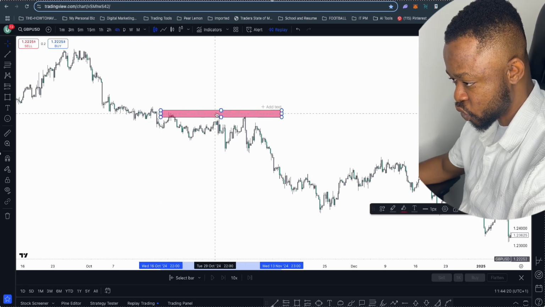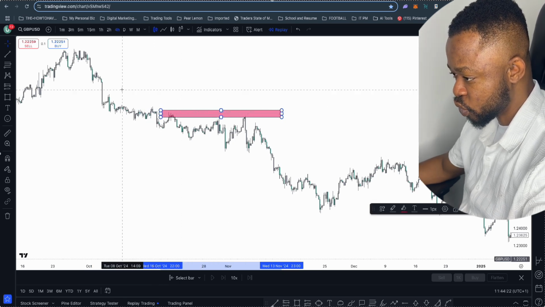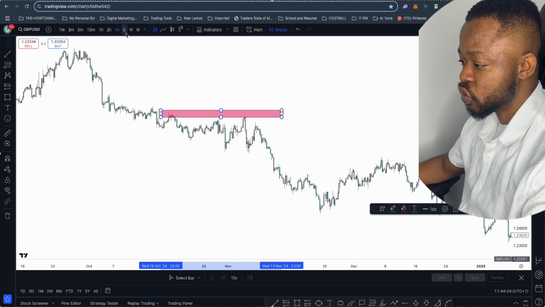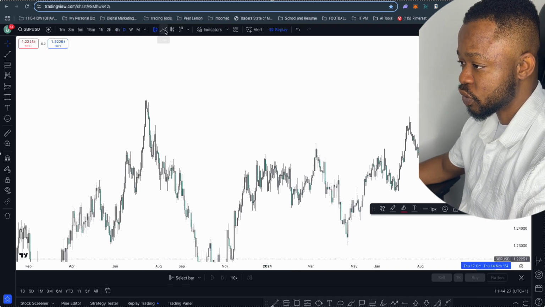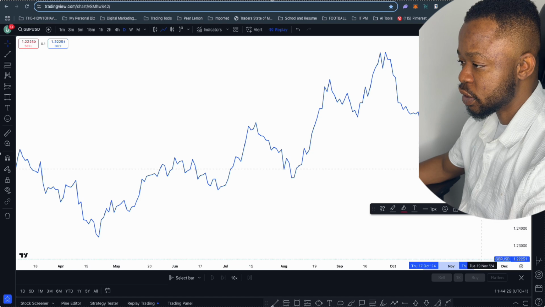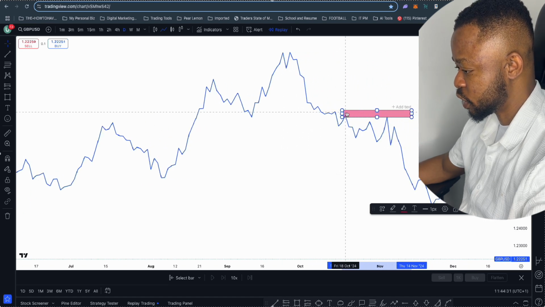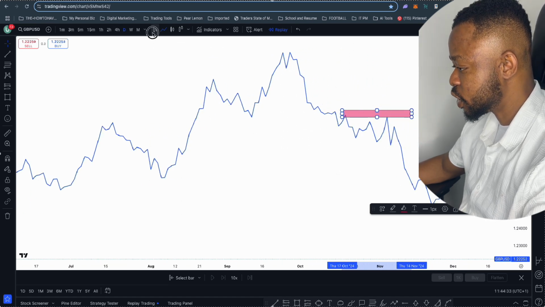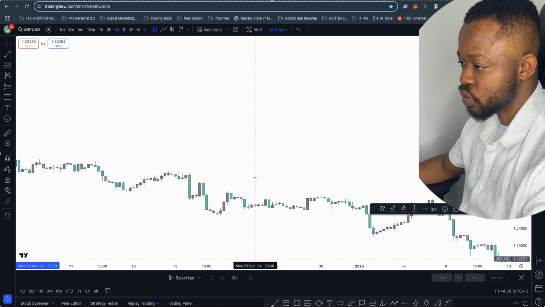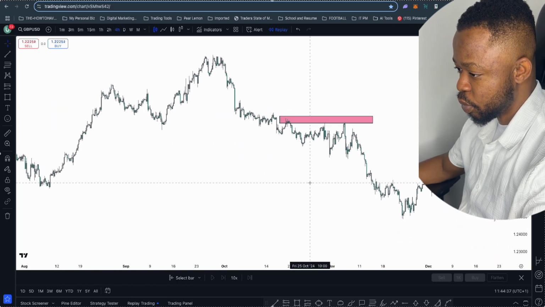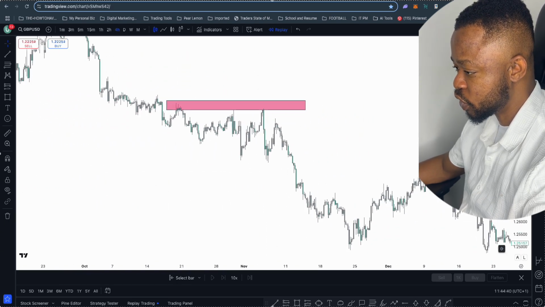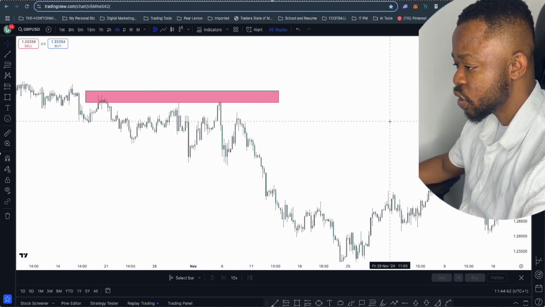So now I have a zone here, and this is the right zone. This is the right way to draw your support and resistance zones. So let's do one for support, because this is resistance now. Whenever price comes to this area, you should be looking to take a trade. Make sure it is based off your trading requirement, or what it requires for you to take a trade.